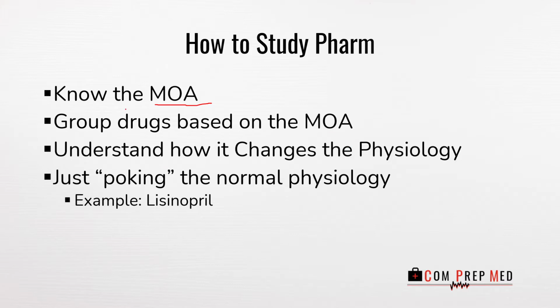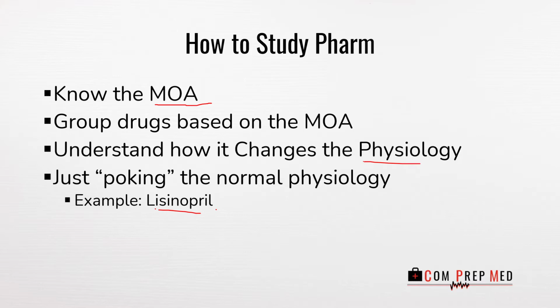And then another way to think of it too is understand how it's changing the physiology. Okay, with medications, I once had a pharmacology instructor that told me that with the meds, you're basically just poking the normal physiology. So if you think of lisinopril here, let's talk that. Okay, so an ACE inhibitor, lisinopril. ACE inhibitors prevent the production of angiotensin II. Okay, angiotensin II goes and it constricts blood vessels and a few other things and whatnot. But there's an enzyme called the angiotensin converting enzyme, or ACE, and that's what converts angiotensin 1 to angiotensin 2. And the ACE inhibitors, they inhibit ACE.